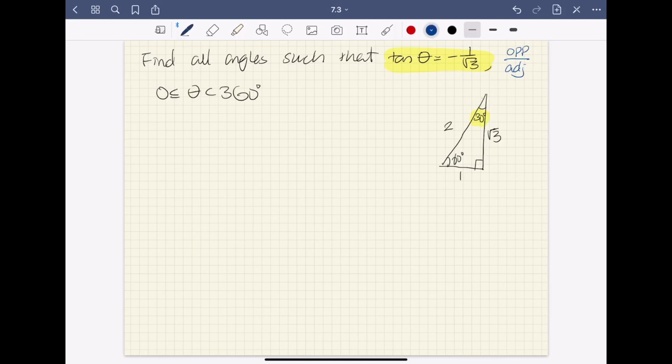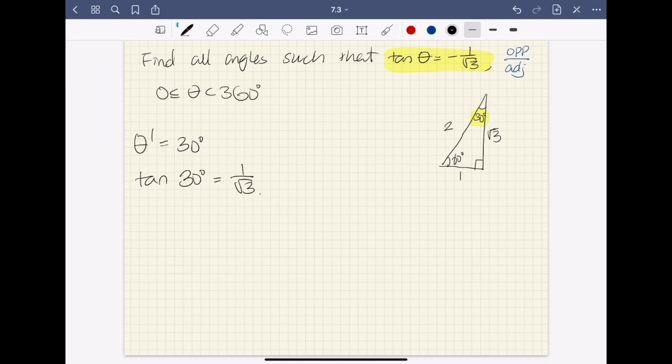So we know the theta, our reference angle, must be 30 degrees because tangent 30 is equal to 1/√3. But now the question is tangent theta equal to negative 1/√3.